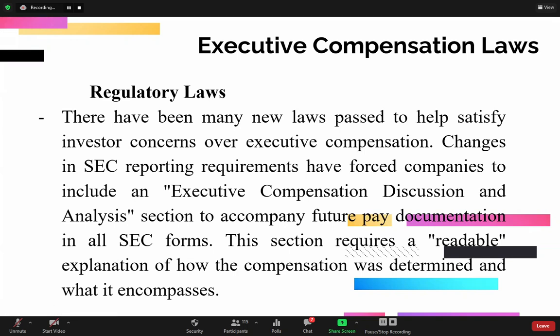So I'll be taking you through regulation of compensation. In short, there have been a lot of new laws that have been passed to help address grievances to do with unfair compensation, where you find executives are earning too much compared to other employees, and sometimes even more than the profits that the company is making.